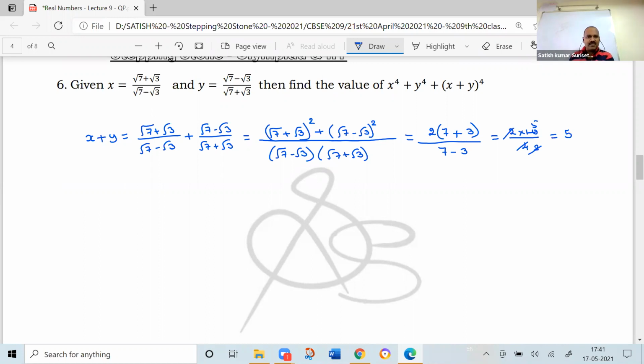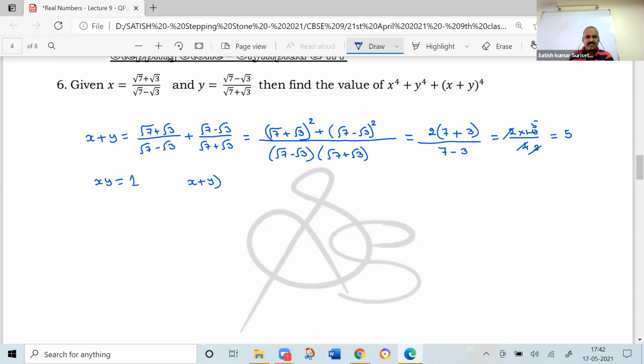And the xy you can do easily. If you observe xy, it will get cancelled. So you will get 1. Now using x plus y and xy, you need to calculate x power 4 plus y power 4 and x plus y whole power 4.